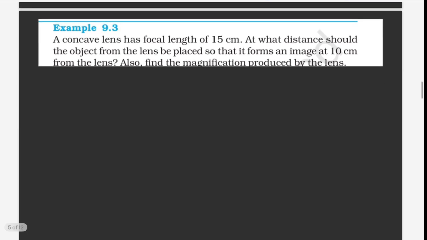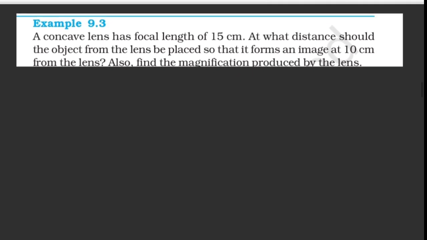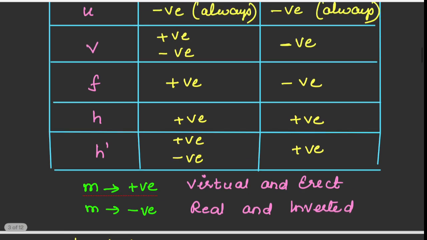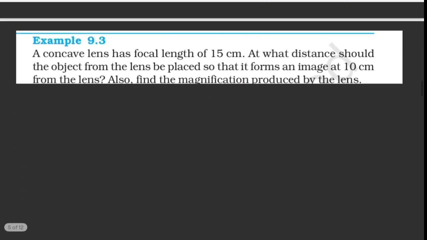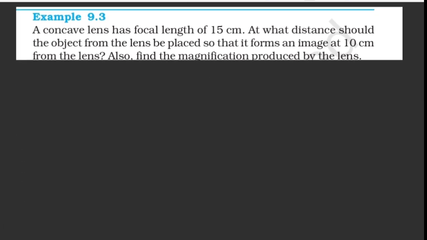Let us take the numerical and see how to calculate. Here, what is given is a concave lens has a focal length of 15 centimeter. For the concave lens, what is the sign for the focal length? Just check the table. Concave lens, focal length will be negative. So here I'll write f is equal to minus 15 centimeter.